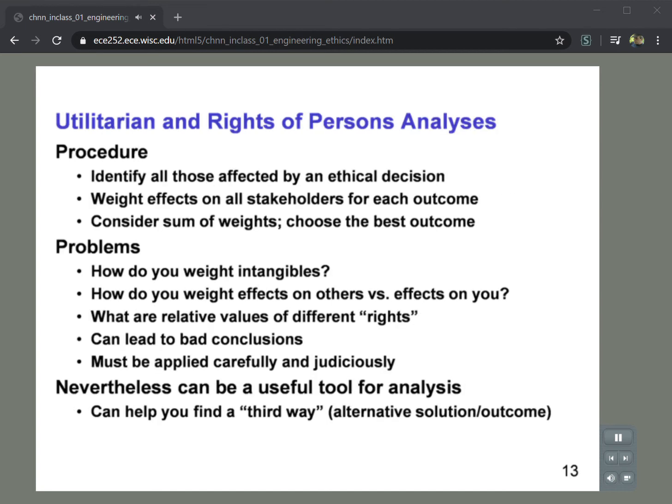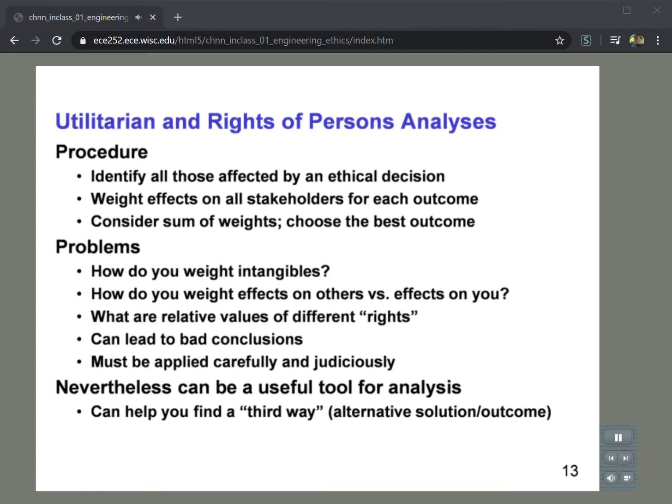So let's talk about this utilitarian analysis, or it's also sometimes called a rights of persons analysis. These two are really very similar, except one is focused on a rights-based analysis. If you're going to do something, it's going to affect someone's right to such and such, but it could also affect some other right of some other person, and so you have to trade off these rights against each other. Or from the utilitarian perspective, you can assign weights and effects to all outcomes in your decision process, and then consider the sum of all the weights and choose the one with the best outcome.